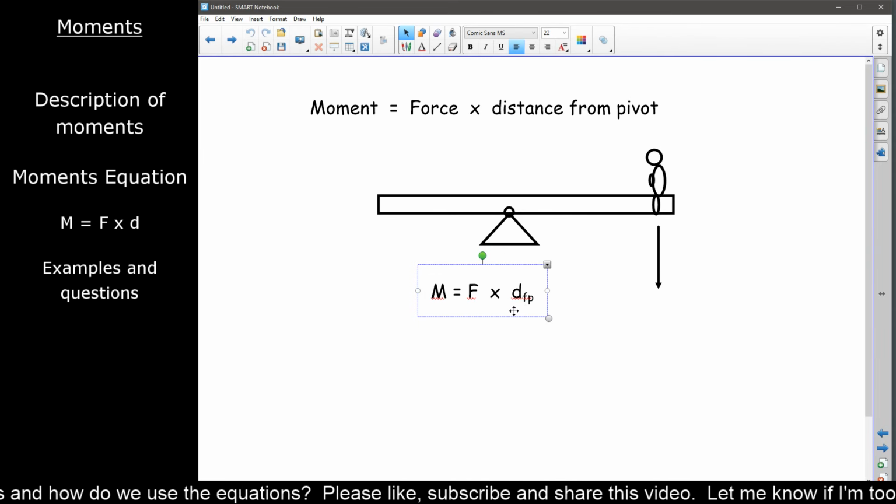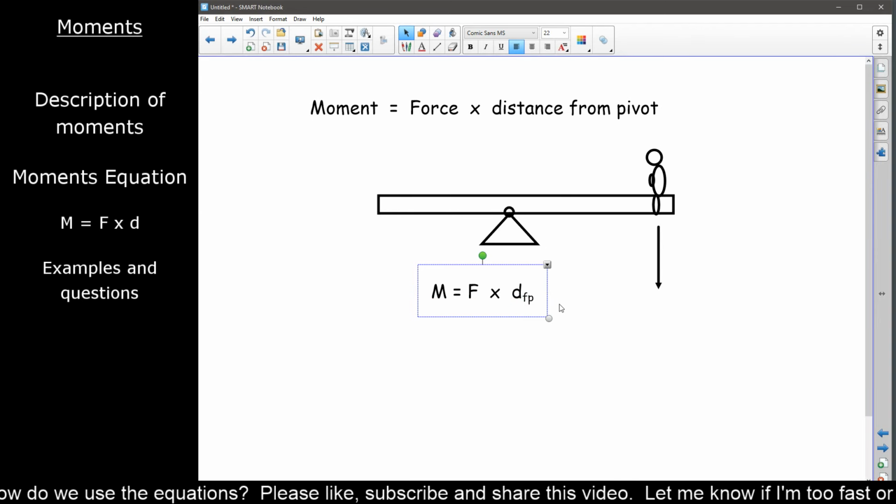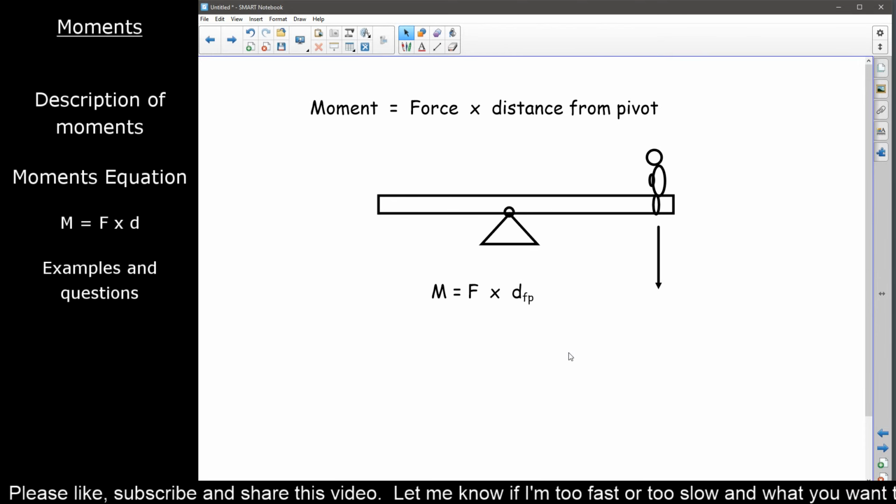What sneaky examiners will do is they will give you every distance under the sun except for the distance from the pivot, and you'll have to work it out. And we'll come to an example like that probably in the next 4 or 5 minutes. All right, so let's see what we got going on here.